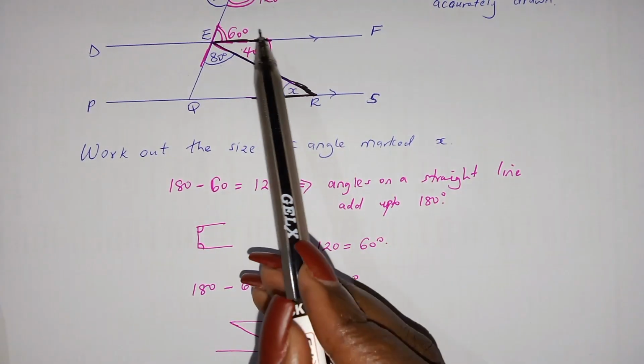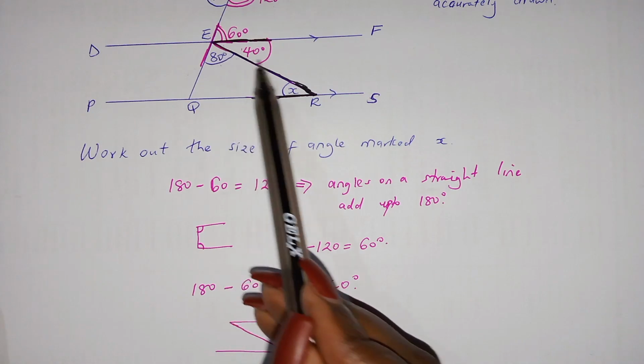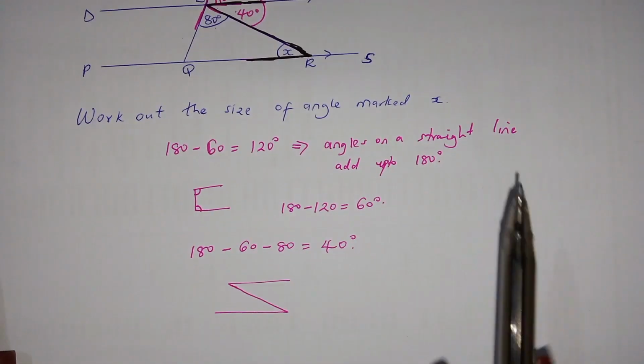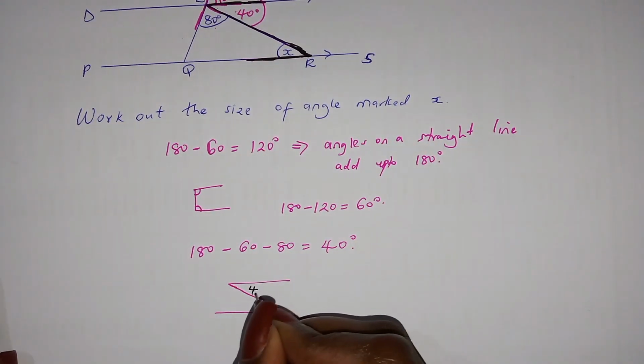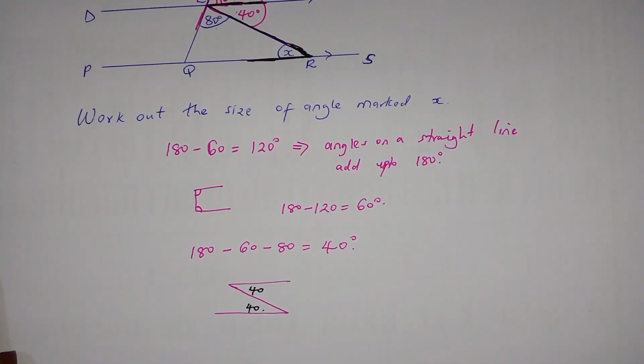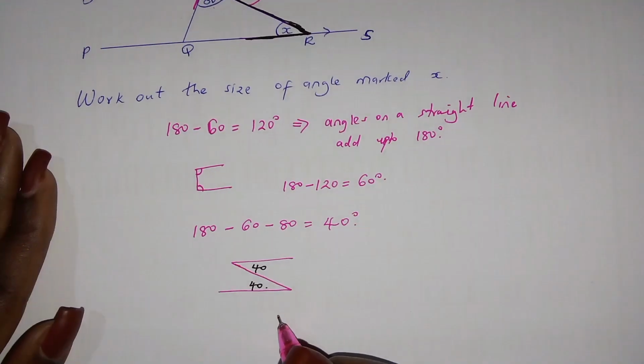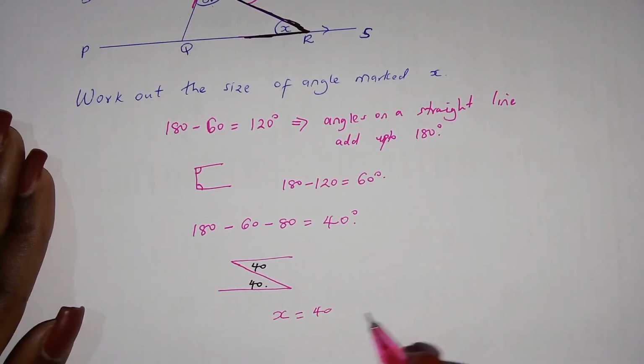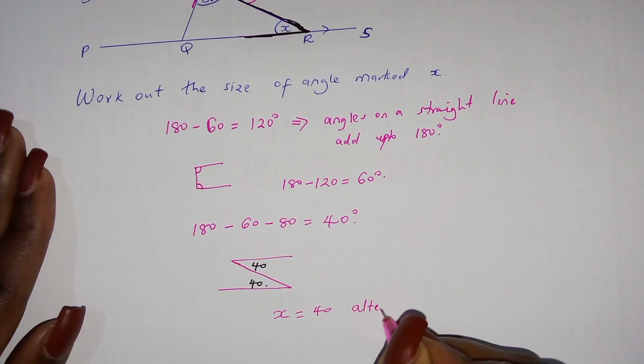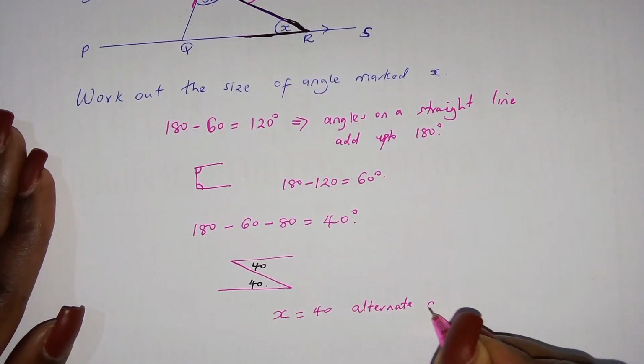Okay, I've traced out the alternate angle again with black. So we have the Z. This is 40. Therefore, even this one would be 40. So we can say that X equals 40. This is alternate angles.